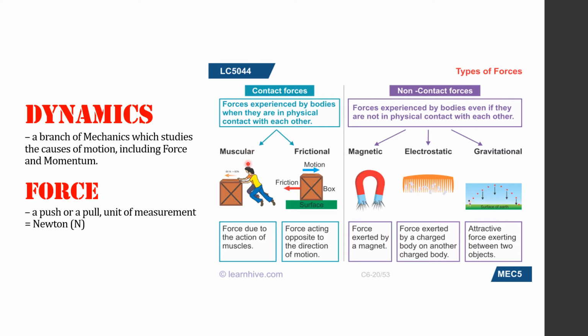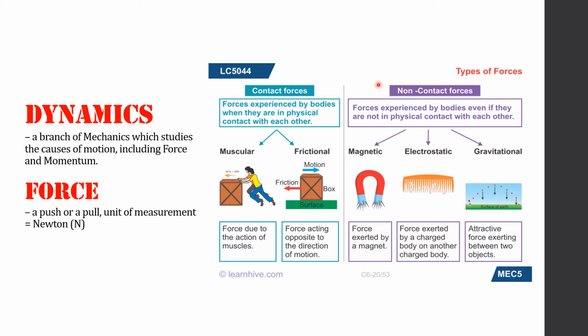Muscular are the applied force because these people are pushing the box, so they're applying a certain kind of force, and that's contact force. In this one naman, frictional force, it's the force opposing the direction of the motion. So in this case, the box is going to the right, but it has a frictional force going to the left. So there.